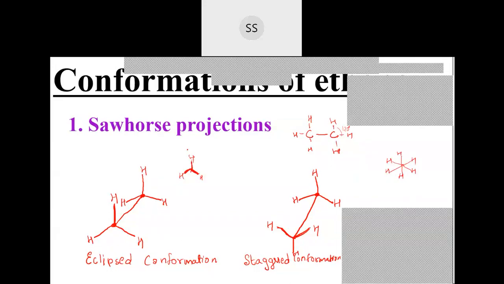So you can draw this too. Conformations of ethane, give the heading Sawhorse projection. One is eclipsed, the other one is staggered. And whatever comes in between these are called skew conformations, but you don't have it for your syllabus. Other than these angles, whatever comes in between is called skew.